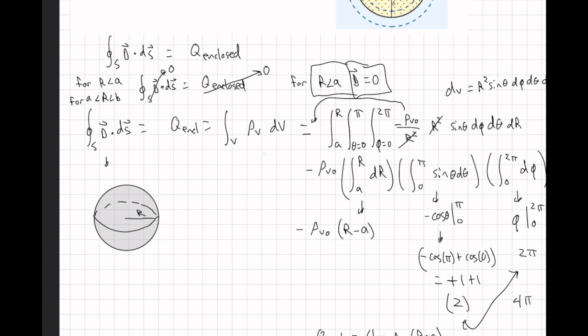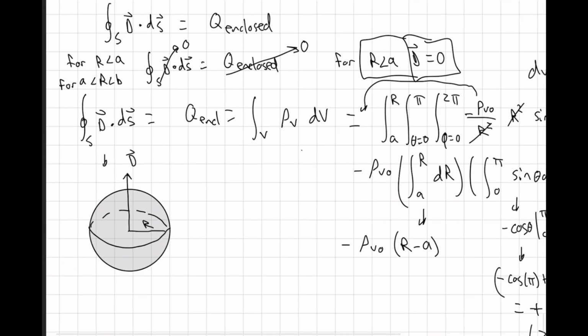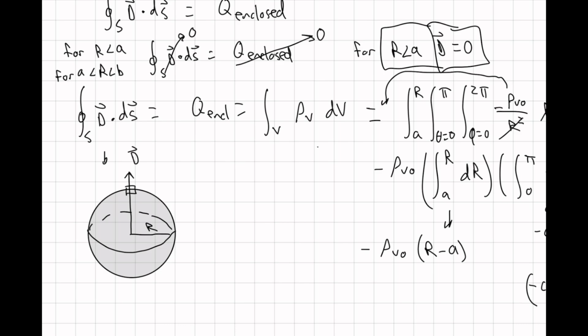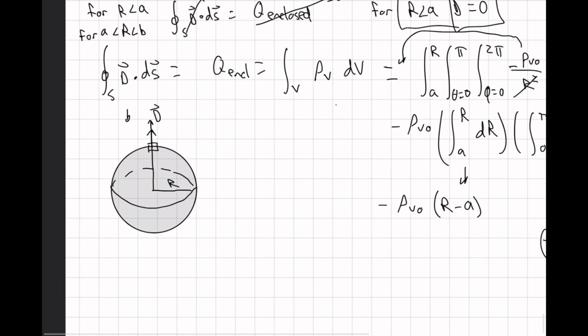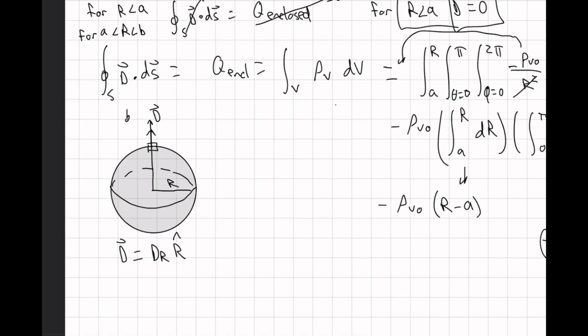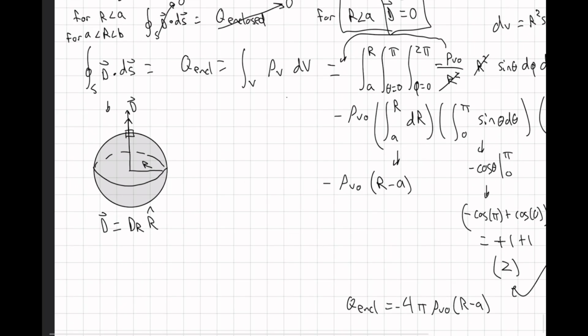So it's a surface integral, and we have, let's say, some D coming out of this. How is that D related to the surface area? We have some differential surface area, and the area vector goes in the same direction as D. So we can represent D as some magnitude Dr times r hat. All of D is pointing radially outwards based on the symmetry of the problem and the charge density.